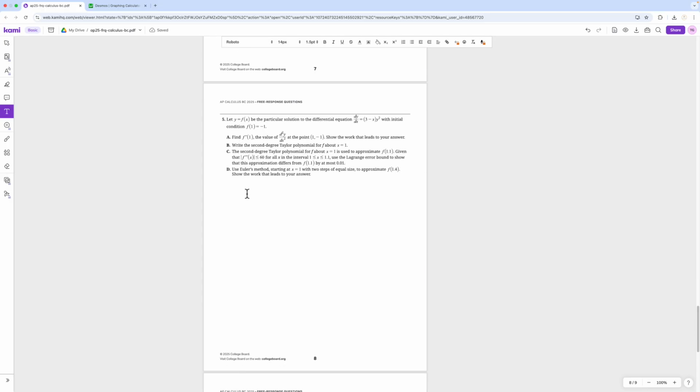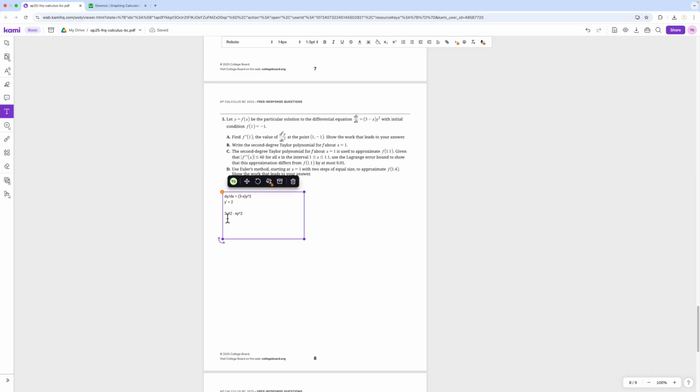Now we're going to be looking at question 5. So let y equals f of x be the solution to this differential equation, and we have to find f double prime of 1 at the point (1, negative 1), so let's do that. We know that dy/dx is equal to (3 minus x) times y squared. But I can also rewrite that as 3y squared minus xy squared. And let's just find the value at x equals 1 for the derivative quickly. So y prime is equal to 3 minus 1 times negative 1 squared, that gives us 2. y prime is equal to 2 when x is equal to 1.